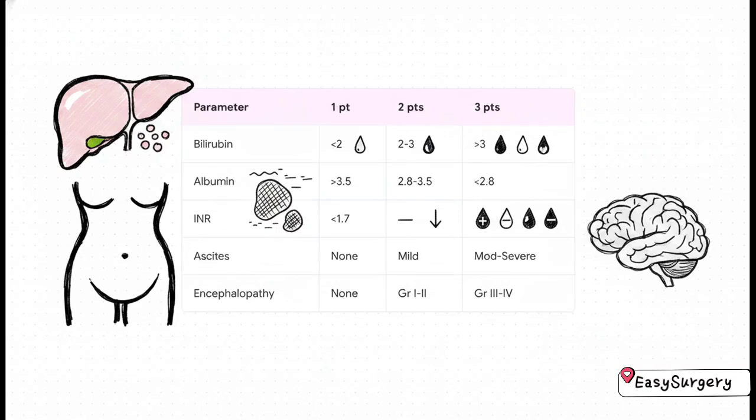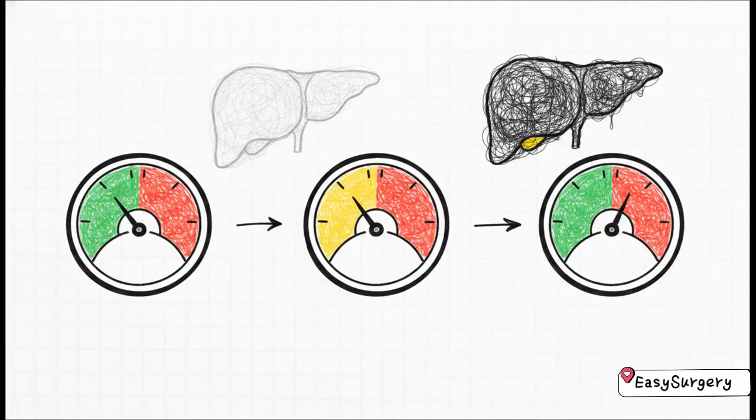Finally, we look at 2 clinical signs, ascites and hepatic encephalopathy. None at all, 1 point each. Mild to moderate symptoms get 2 points, and severe refractory ascites or grade 3 to 4 encephalopathy score 3 points each. So once you've tallied up the points for all 5 of those parameters, you just sum them up to get your total score. The lowest you can get is 5, and the highest is 15.